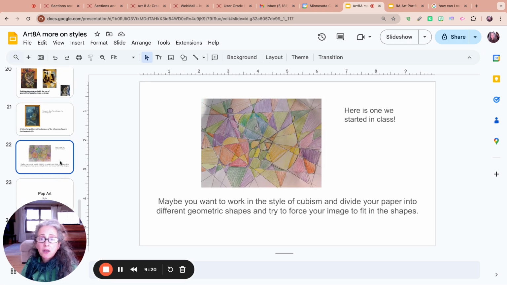And this was the Cubist art we started in class, where we divided our paper into different geometric shapes and tried to force an image to fit into the shapes. This is a still life. Maybe you can see the apple, grapes, pear, vessel. There's a bottle in that drawing.